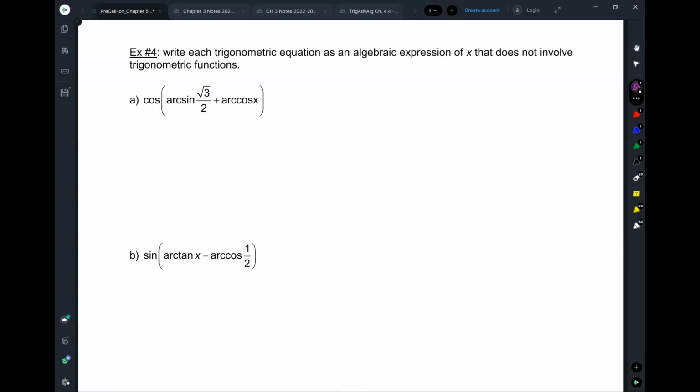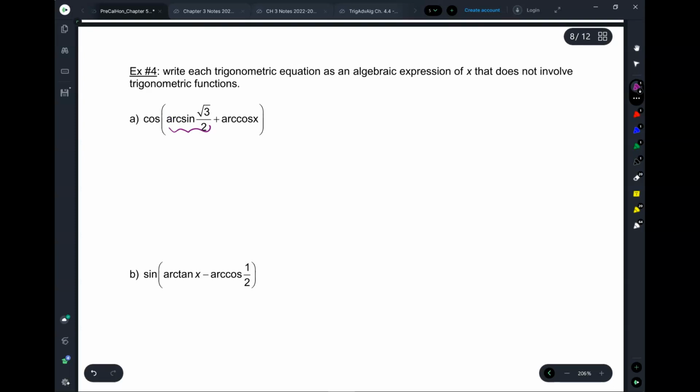Okay, let's move on. Take a look at this. I have cosine of this mess. So let's see what we can simplify. All right? How much is this? Arc sine of root 3 over 2. Inverse sine of root 3 over 2, which is? For what angle is sine root 3 over 2? Pi over 3. Okay.